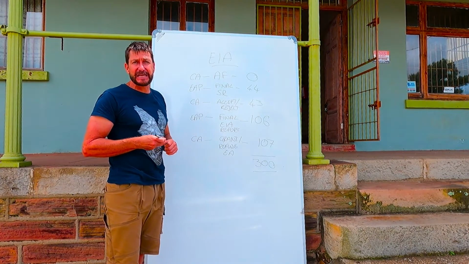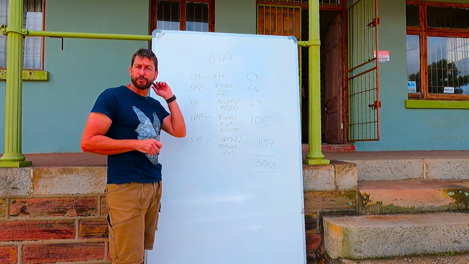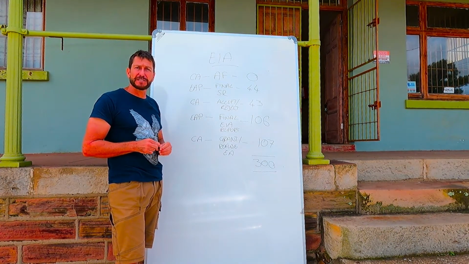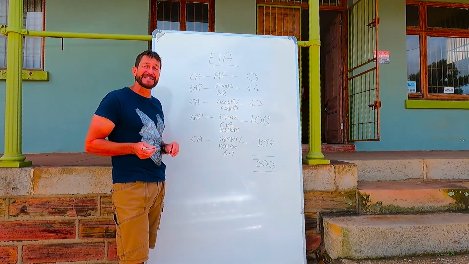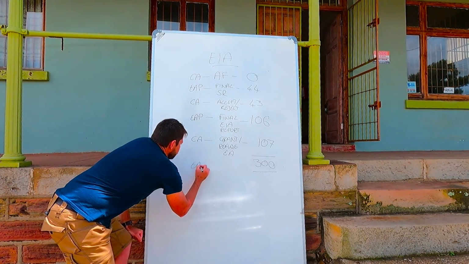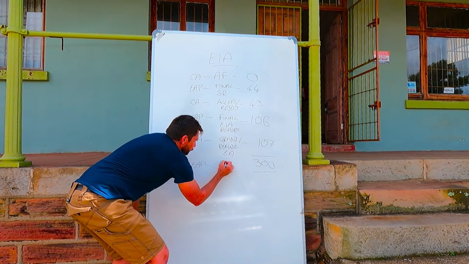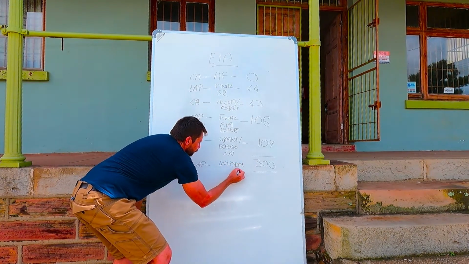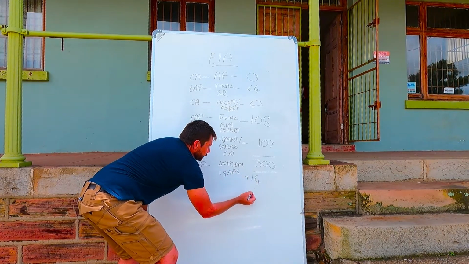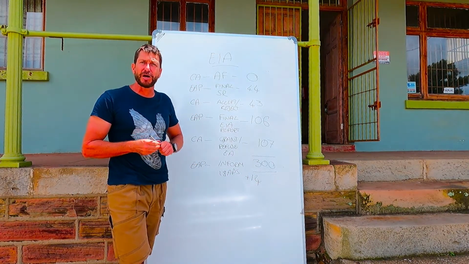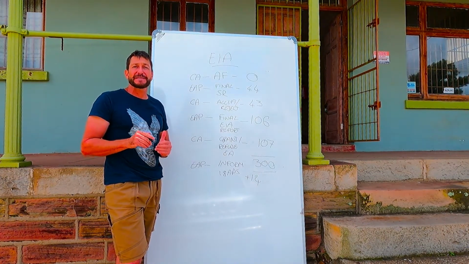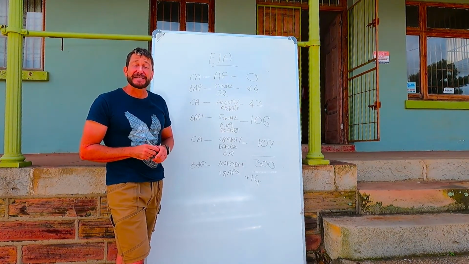But remember, it doesn't end there. The environmental assessment practitioner, or EAP, must then inform all registered and interested and affected parties of the decision within 14 days of the date of that decision. Registered, interested and affected parties then have another 20 days, not from the date of the decision, but from the date of being notified, to submit an appeal.